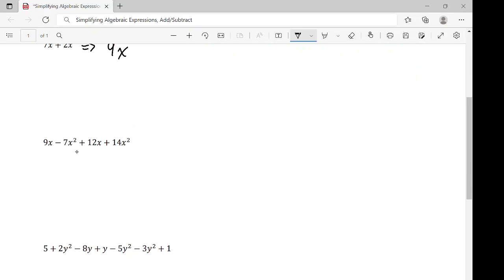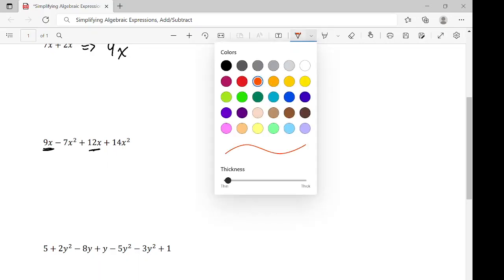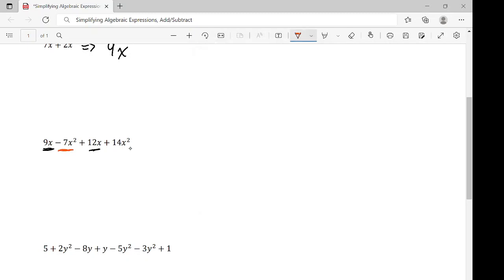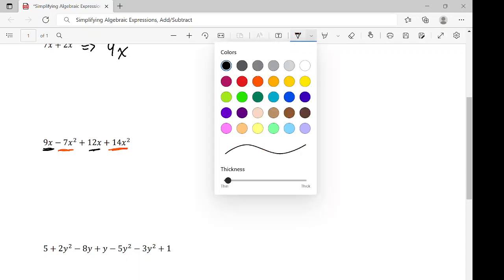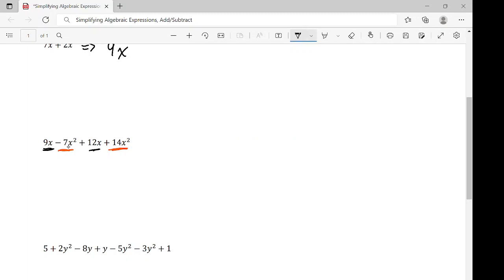9x minus 7x squared plus 12x plus 14x squared. So we see here we have a 9x and a 12x, but we also see that we have a negative 7x squared and a positive 14x squared. So in combining those, we have to combine the negative 7x squared and then 14x squared together, and the 9x and the 12x together. So starting with the higher power, negative 7 plus 14 is going to give us positive 7 with an x squared.